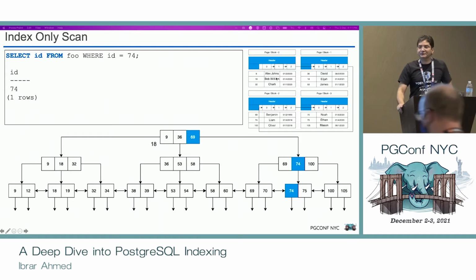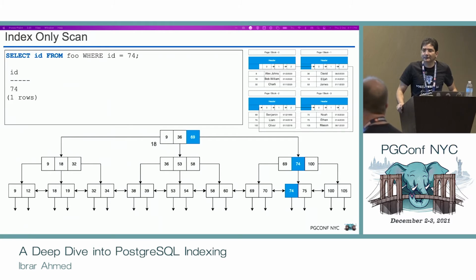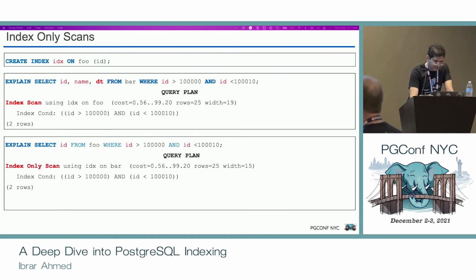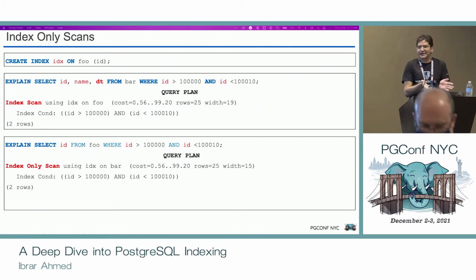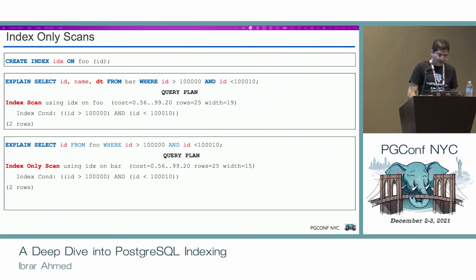I have a question. Why, in the explain, was the cost exactly the same whether it was an index only scan? In the last slide? Yes. Actually, it's because I don't have a big table there. The table is small, so it's just reading that value. So it doesn't matter. But when you have a big table, you can see the difference.